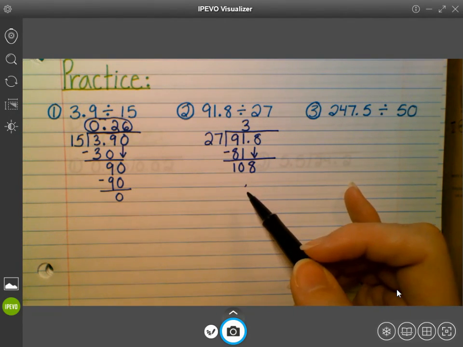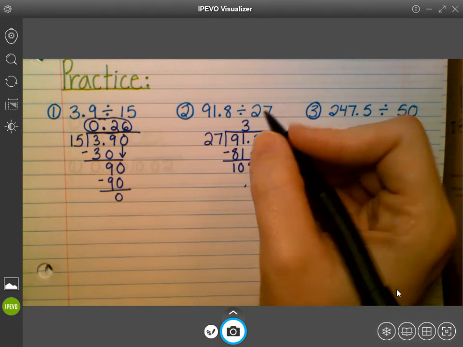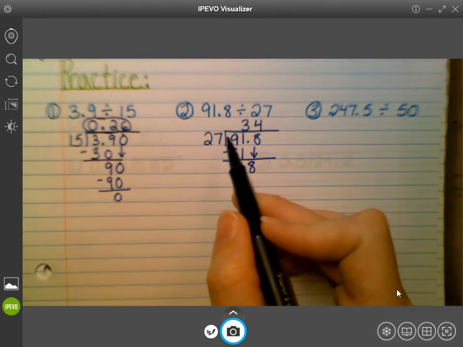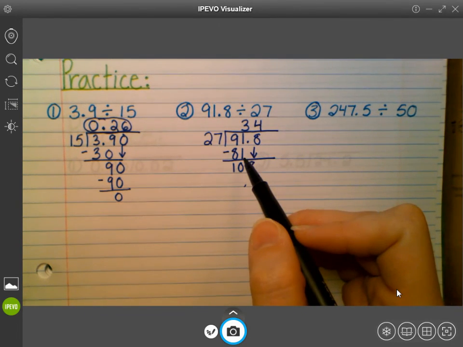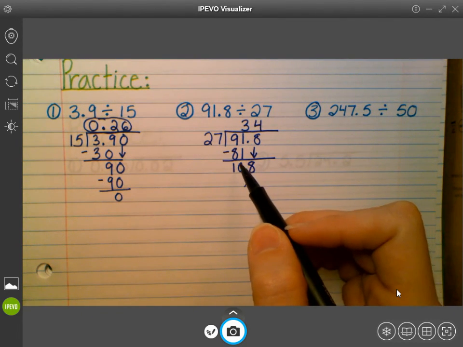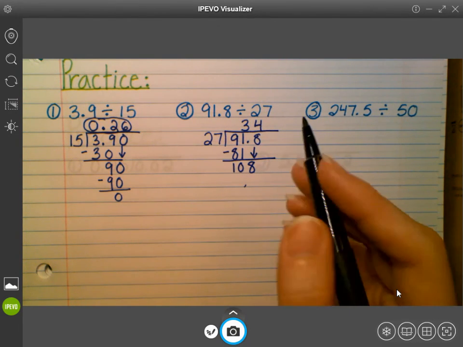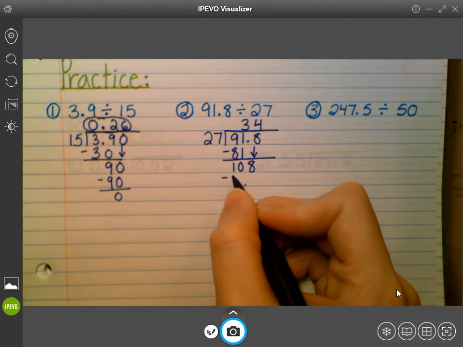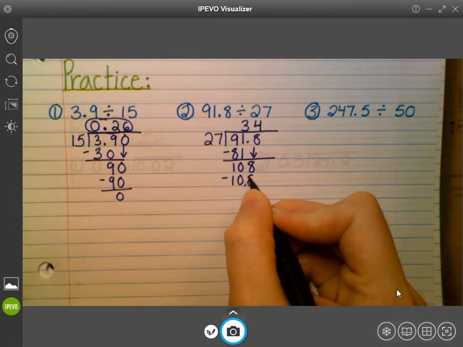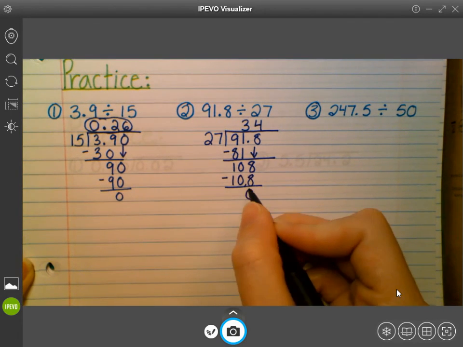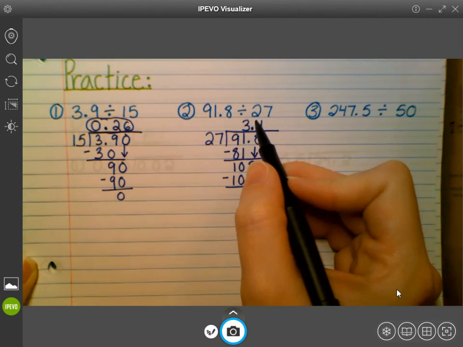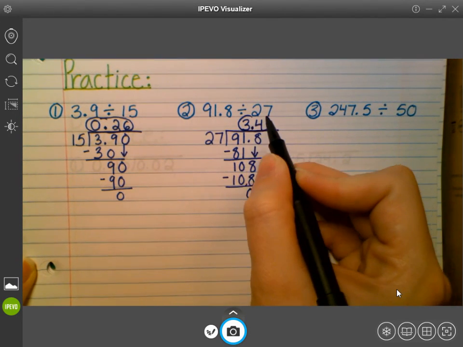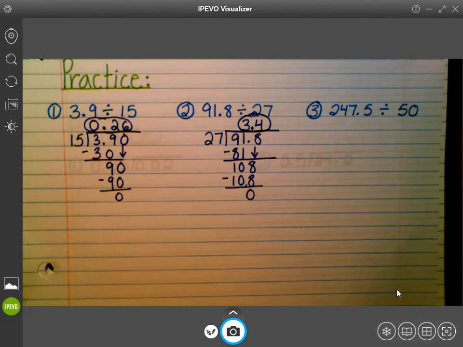It goes in 4 times. Because remember, 27 went into 91 3 times for 81. You can probably fit it in one more, and we can. 27 times 4 is 108. So I'm going to subtract 108. I get 0. Bring my decimal straight up between the 3 and the 4 for 3 and 4 tenths. Raise your hand if you got 3 and 4 tenths as your answer.